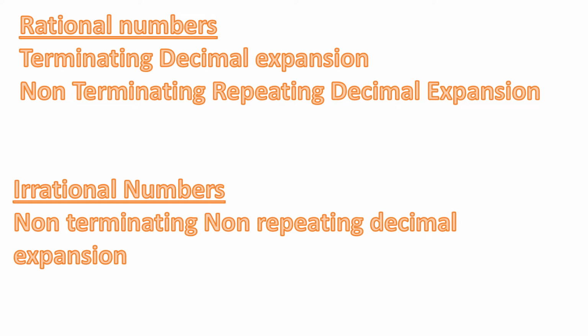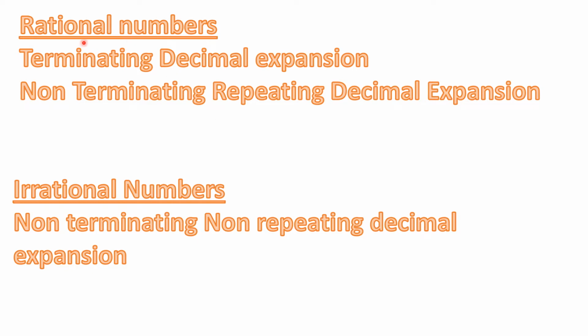Good morning, students. In the previous class, we have been dealing with the first chapter, which is number system. And in number system, we have come across two types of numbers, rational numbers and irrational numbers. So let's just revise these before going on to the next topic.